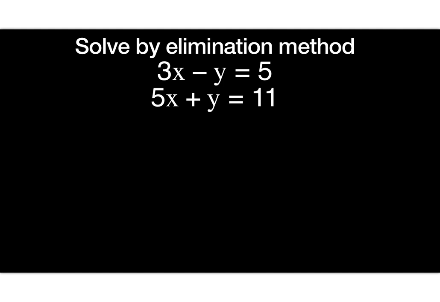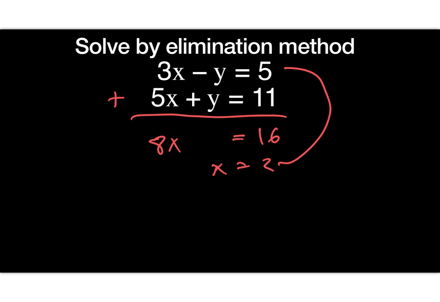Elimination method. Here again on this one, it's nice because I can just add them straight up because the y's will add to 0. I will have 8x equals 16, x equals 2. Take that number, put it back up into one of the equations to find the y value, and it will be 2 comma something for a solution.